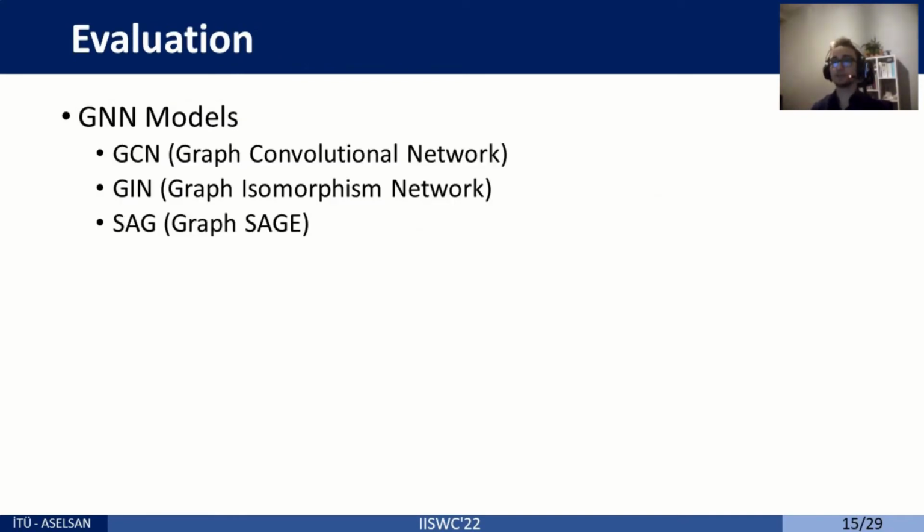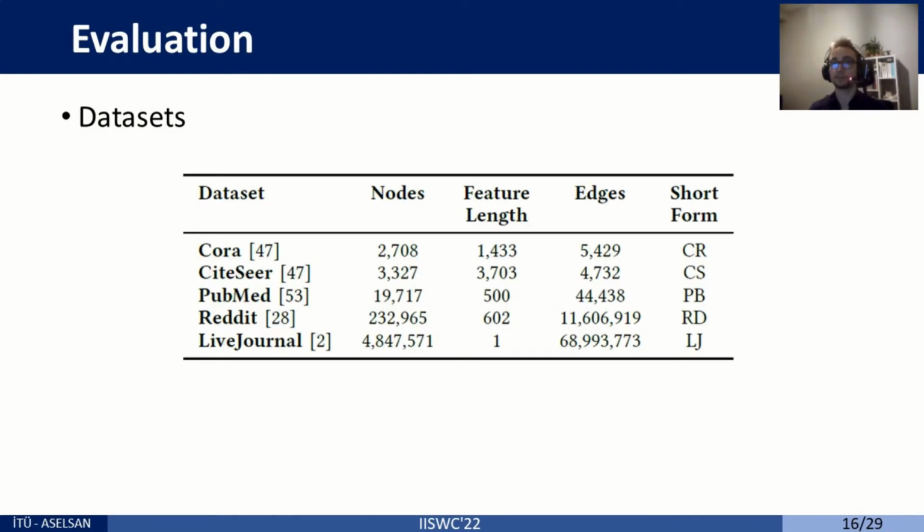In our experiments, we included 3 popular GNN models: GCN, GIN, and GraphSage. Our implementations are two-sided, which means we implemented both MP and SPMM versions of the GNN models. And we also ran the experiments with these 5 datasets, where each of them represents a unique behavior in computation because of their number of nodes, number of edges, and feature length.